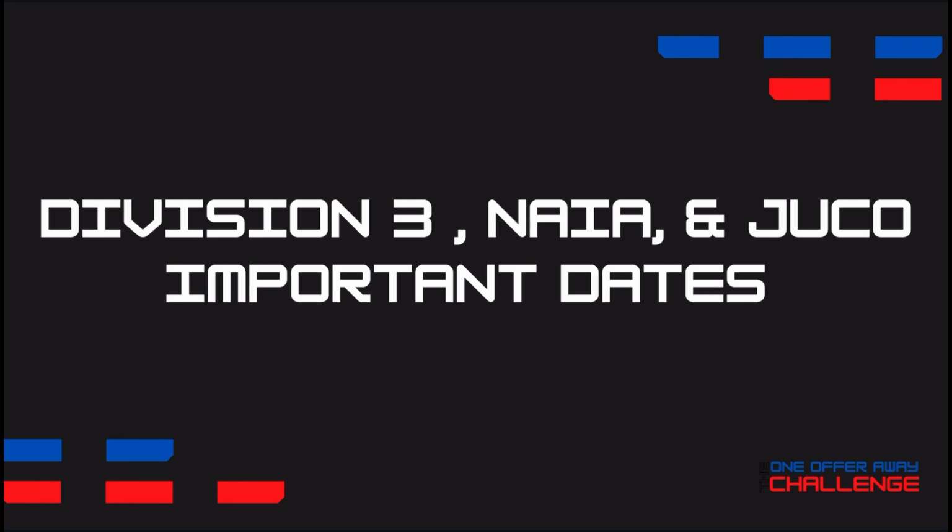So Division One and Division Two are mainly governed by the NCAA, and Division Three kind of is a hybrid in a sense, if that makes sense. But yeah, JUCO and NAIA, they have their own set of rules because they are different governing bodies. So with that being said, that's the basics of a recruiting timeline.